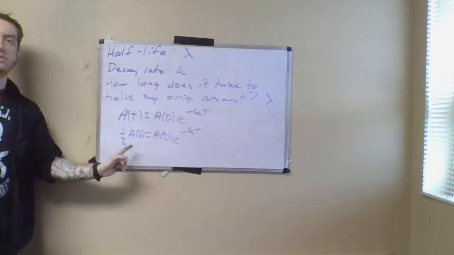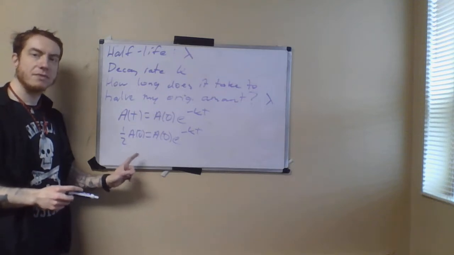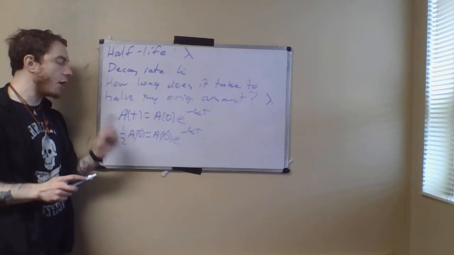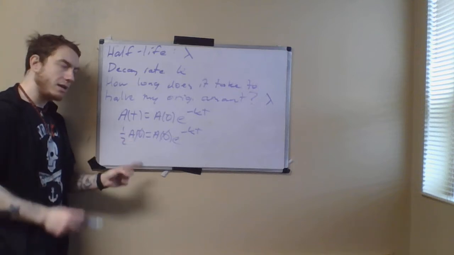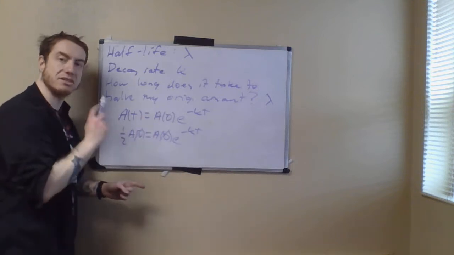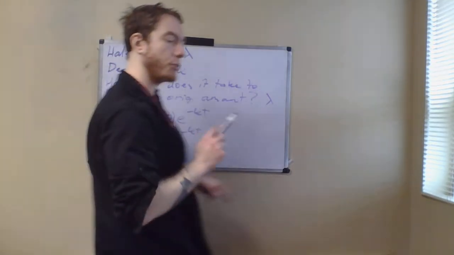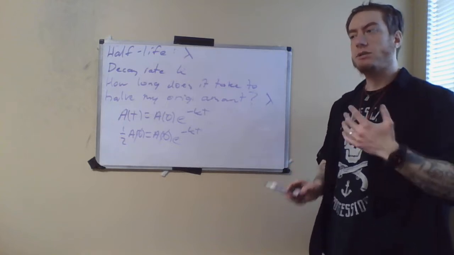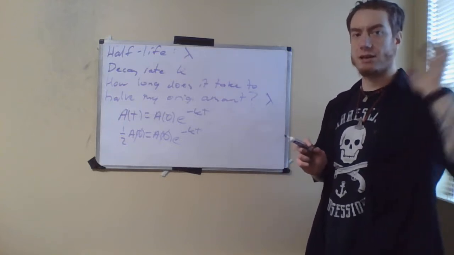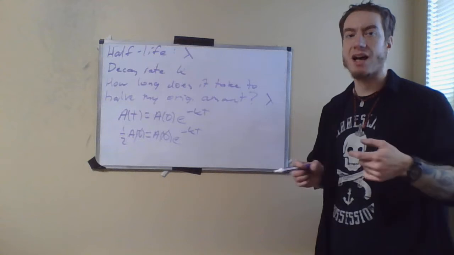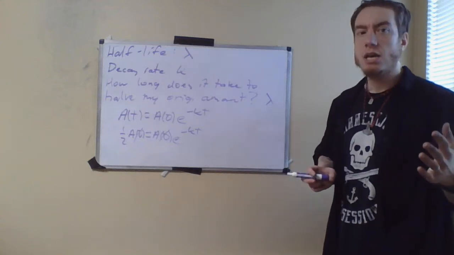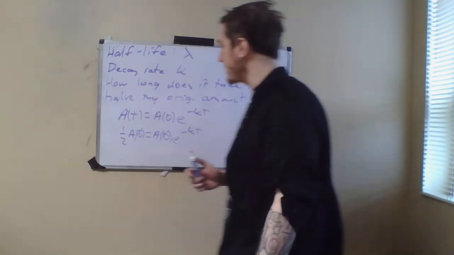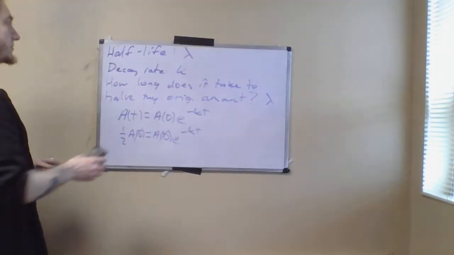Notice it has an A of 0 on both sides. Well, that means this A of 0 drops out of the problem. It doesn't matter how much I start with. The answer is still going to be the same. And that's a really cool thing. So the amount of time it takes to cut the material in half doesn't depend on how much you started with. It cuts in half after the same period of time. You start with 10 grams, you start with 10 tons, it still cuts in half in the same amount of time. And what is that amount of time?